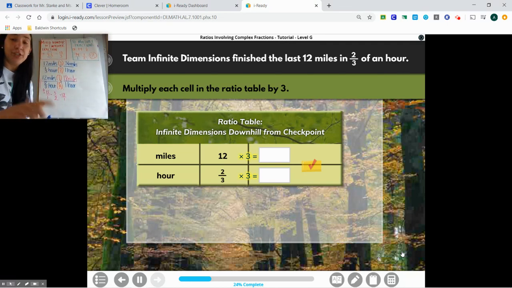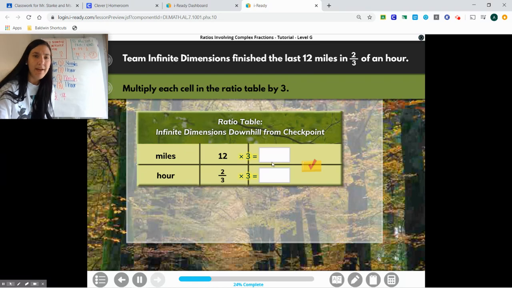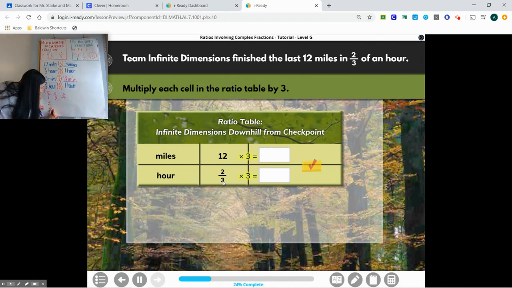Now this is actually going to break it down just by having us multiply by 3. When we do 2/3 times 3, I think you can still see down here, you have to put the 3 over the 1. Now we can cross reduce. 3 divided by 3 is 1. 3 divided by 3 is 1. 2 times 1 is 2. 1 times 1 is 1. So that's going to give us a 2 in our denominator.